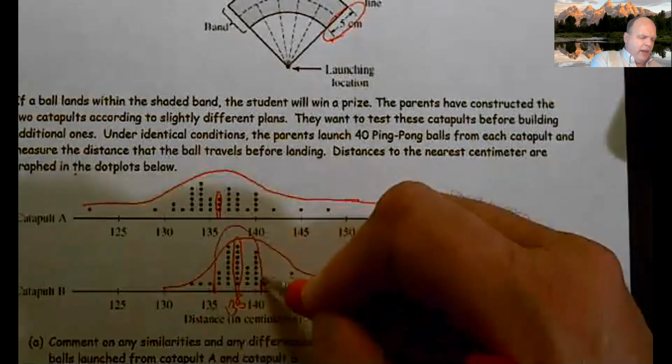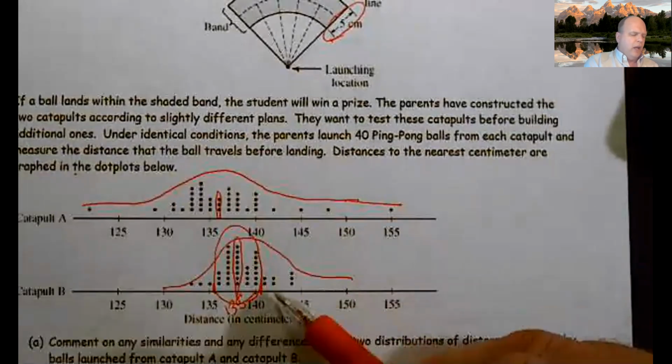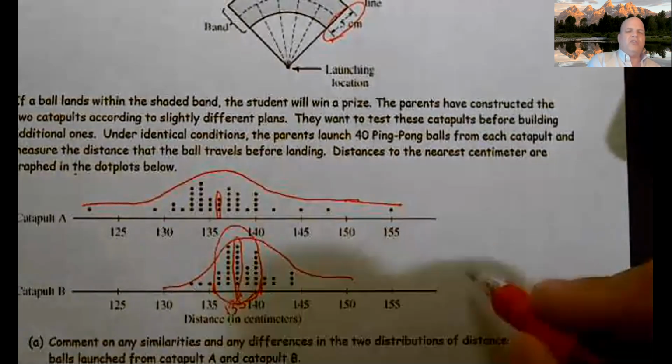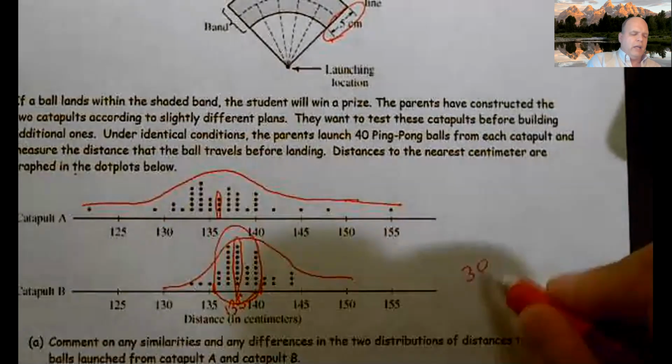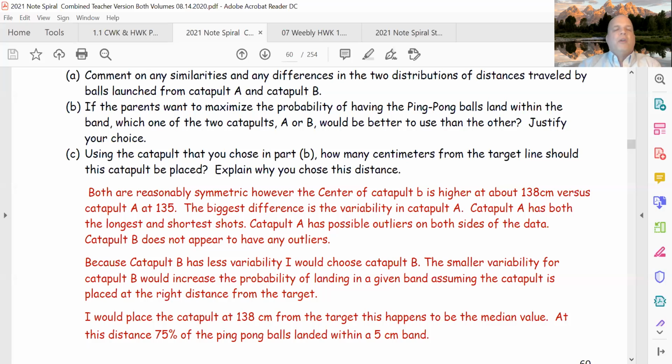And if I did that, I caught a whole lot of those ping pong balls. In fact, if I count the ones that I missed, I end up going 1, 2, 3, 4, 5, 6, 7, 8, 9, 10. So I missed 10 of the 40, and I got 30 of the 40. So 75% of my shots would land in a 5 centimeter band or land within a target band if I placed it at 138 centimeters.